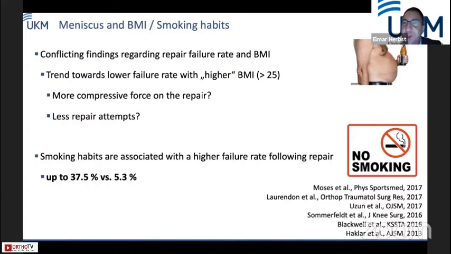And as we all know, smoking habits reduce the capability of a tissue to heal. So even look at this. Don't try to do a meniscus repair in patients in their 40s that are smoking. It won't work.